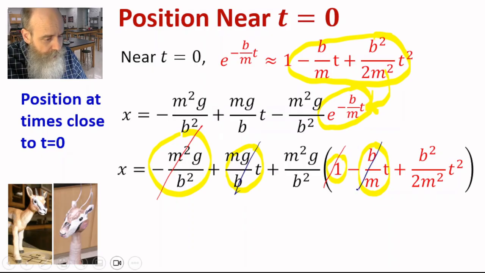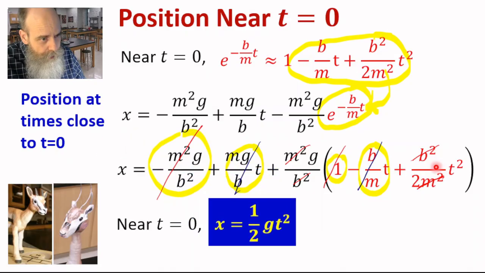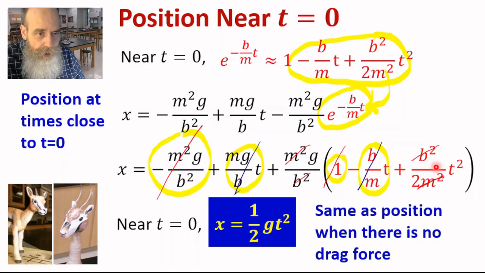And what are we left with? We're left with the final term. And look, the m squared cancels with this m squared. The b squared cancels with this b squared. And what are we left with? We are left with g over 2 times t squared. So this is what we get near t equals 0. X equals 1/2 g t squared. This is the same as position when there is no drag force.